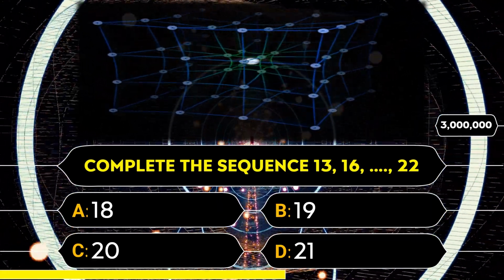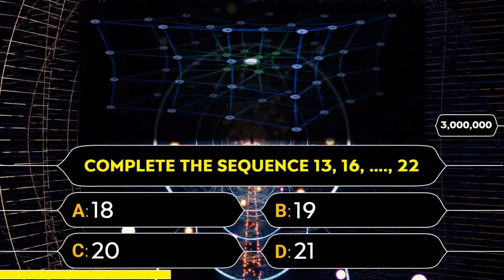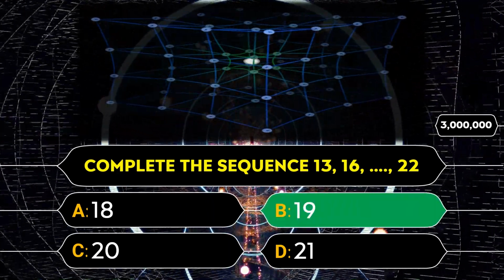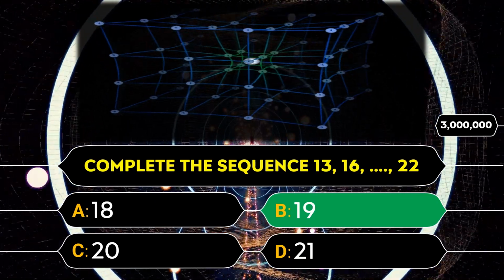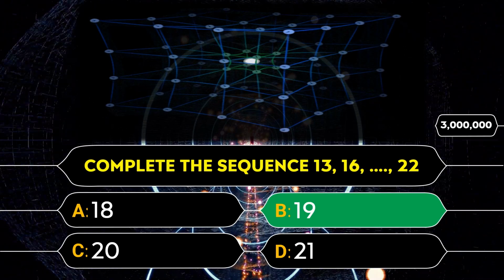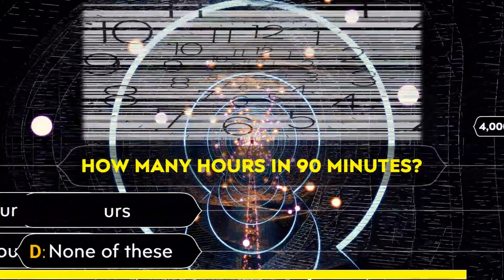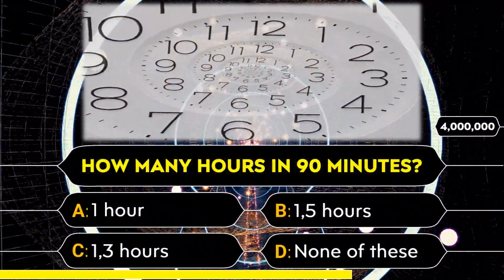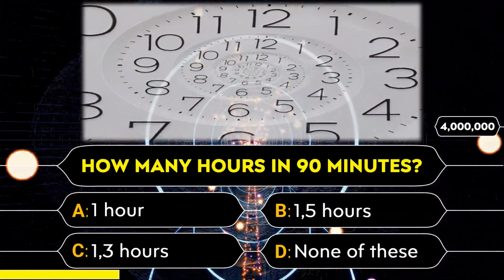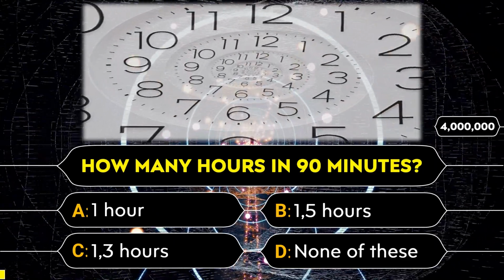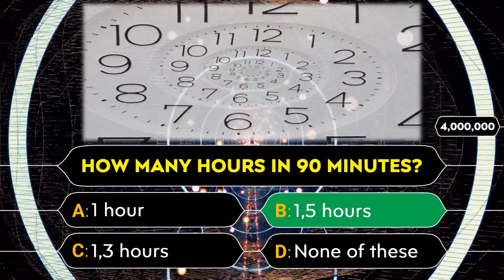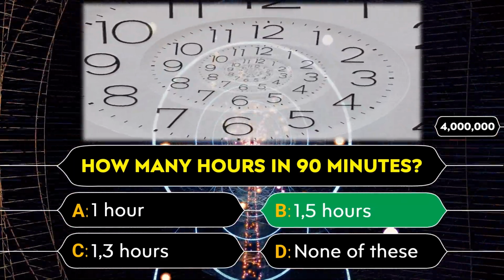Can you complete the sequence 13, 16, 22? The answer is 19. In this case, adding 3 to the previous term in the sequence gives the next term. This next question should be easy to answer. Can you tell me how many hours we count in 90 minutes? 90 minutes is 1.5 hours. To convert minutes to hours, you can simply divide the number of minutes by 60.